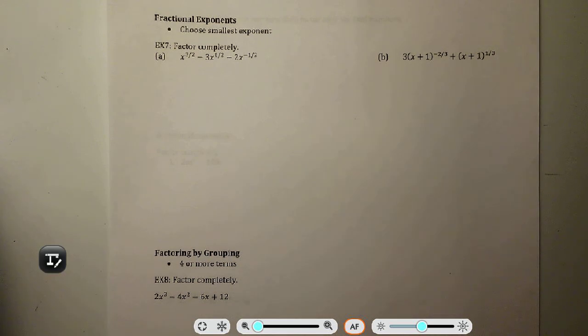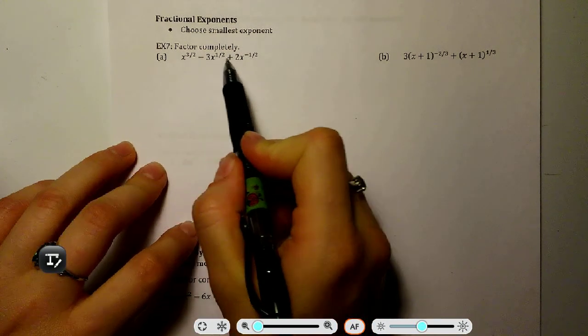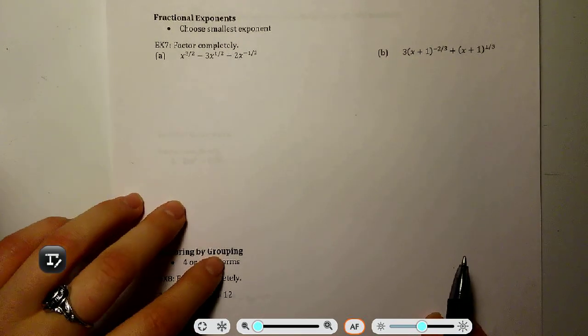Right, so on to page 3. So now this is something different. We're looking at fractional exponents. Okay, so take a look at these problems. Our exponents have now become fractions. So just a little bit of a step up, but nothing too intense.